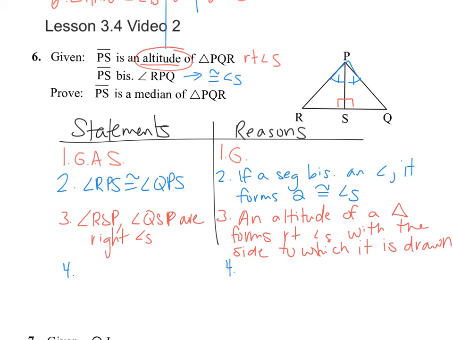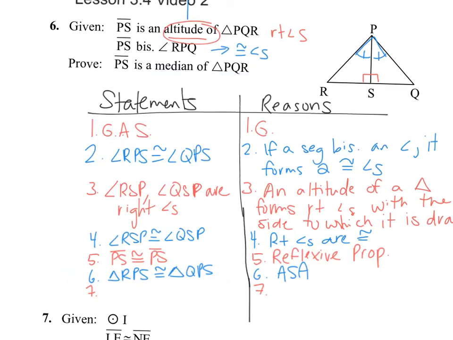Try finishing the proof from here. See if you can get the whole proof finished. Pause the video and see. I hope that after pausing the video, you were able to get this far. You need to say that the two right angles are congruent to each other. Then you need PS congruent to itself by the reflexive property, so that you can get the two triangles RPS and QPS congruent by angle side angle.